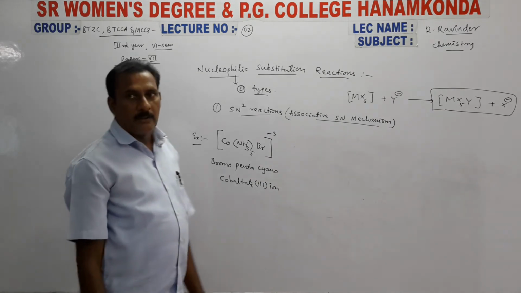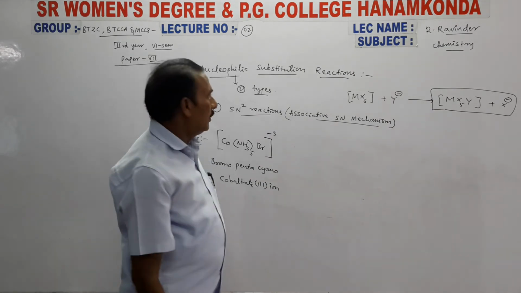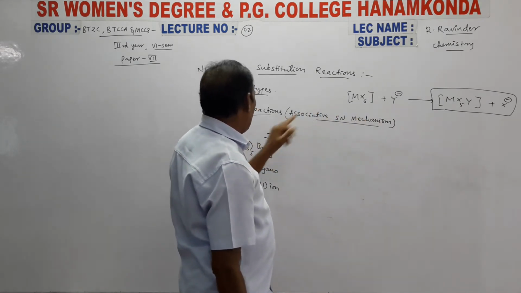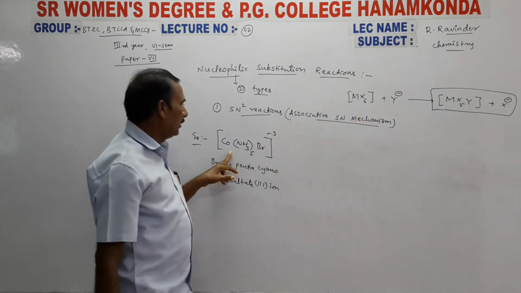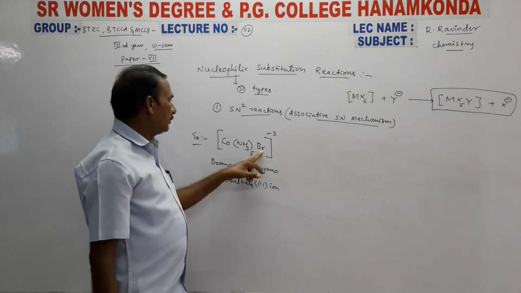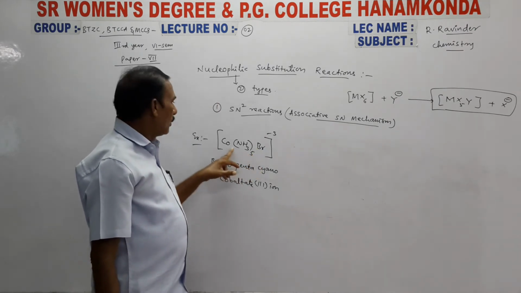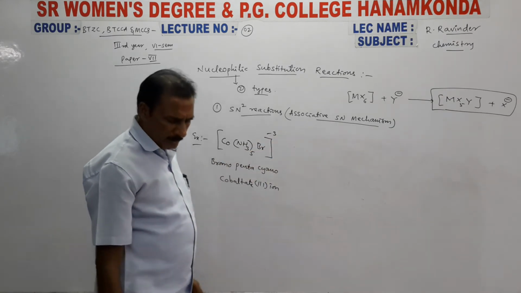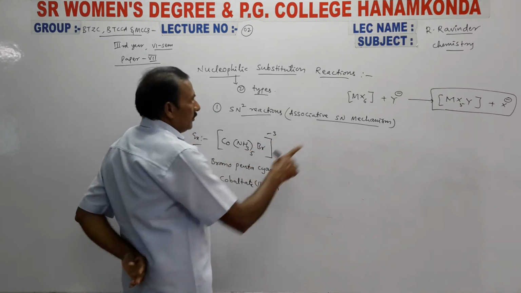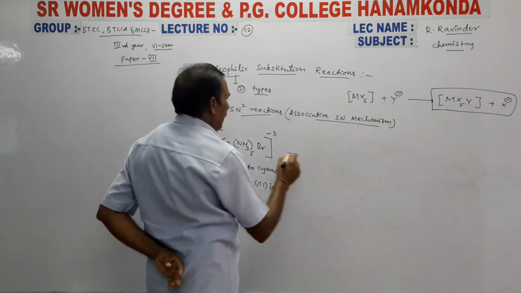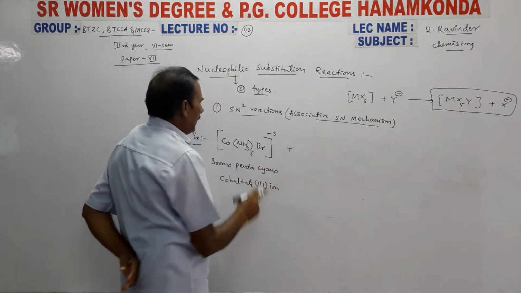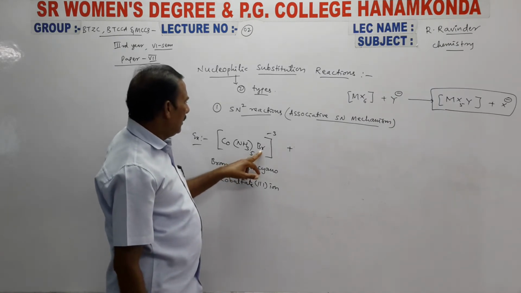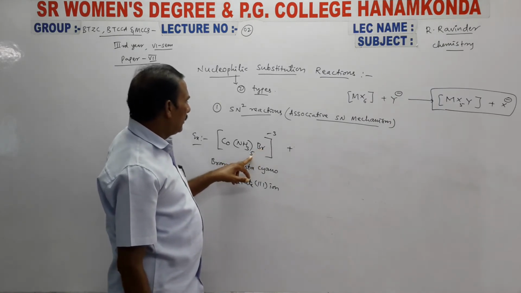This is just an example for the SN2 reaction mechanism, not a general reaction. It is an example for that reaction. The bromopentacyanocobaltate 3 ion is the reactant molecule. If the incoming ligand is like Y minus, here the ligands are neutral ligands. There are a total of 6 ligands: one negative ligand, and the remaining are neutral ligands.